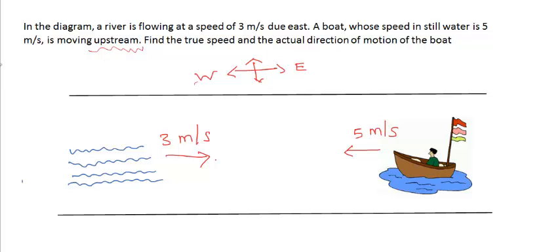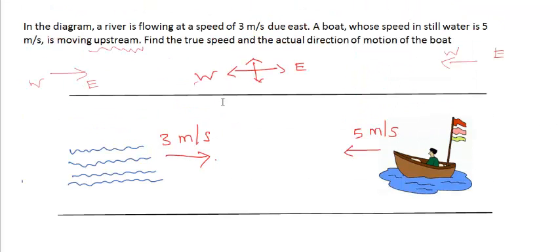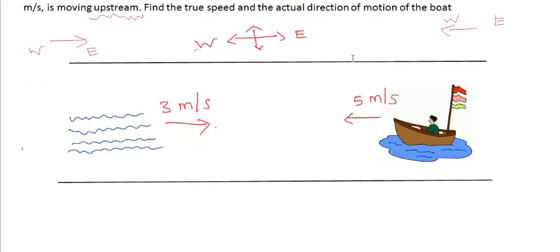Hope you know the difference between upstream and downstream. The water is flowing from west to east, and the boat is going upstream, that is, the boat is moving from east to west. If it is downstream, it goes along with the water flow. So now the question is, find the true speed and the actual direction of the motion of the boat.